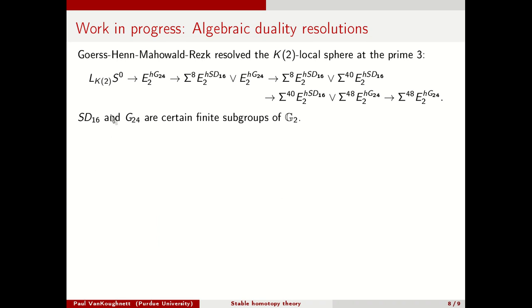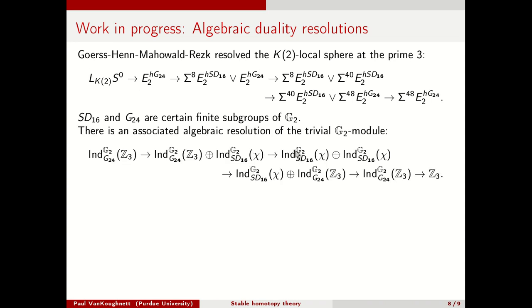Now, Behrens' decomposition of the sphere is an interpretation of an earlier decomposition by Goerss, Henn, Mahowald, and Rezk. So they wrote down a resolution of the K(2)-local sphere at the prime 3 in terms of homotopy fixed points of height 2 Morava E theory with respect to certain finite subgroups of G2. And you can see that this resolution has a certain kind of self-duality which is visible, and that's the reason that Behrens' resolution involves this decomposition into two dual halves.